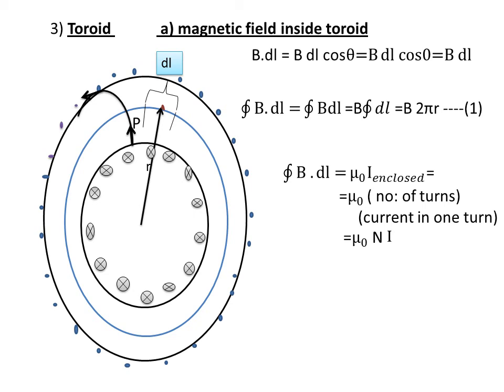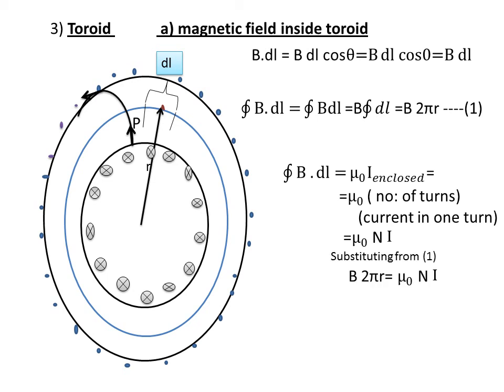Here we can see that only half of the turn is inside the Amperian loop. For all the half turns we consider here, current will be going in the same direction. So all the current can be taken as positive. So I enclosed is equal to the number of turns into the current in one turn. The number of turns is taken as N and the current in one turn is I. So integral B dot dl is equal to mu 0 N I.